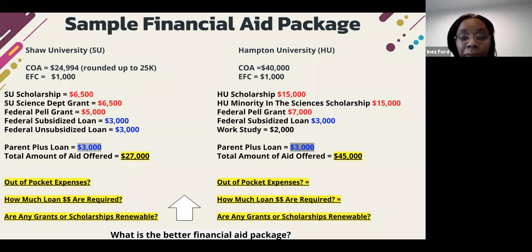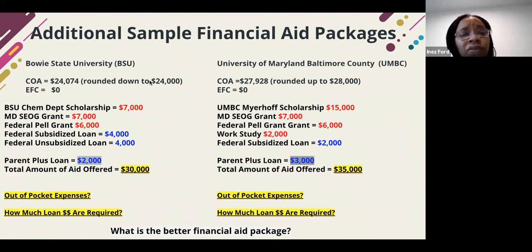Okay, and let's look at the next slide, and we'll do the same thing just to give you an idea. So Bowie State, right? We rounded down, it's 24,000. And in this example, the EFC is 0. So this family put in their financial aid information, and according to the federal government, the family cannot afford to pay any money towards their child's education. And that happens. I've seen EFCs from 0, and I've seen EFCs as high as 150,000. It's just based on family circumstance.